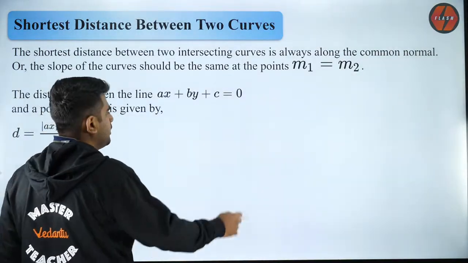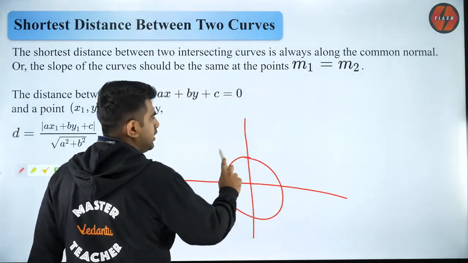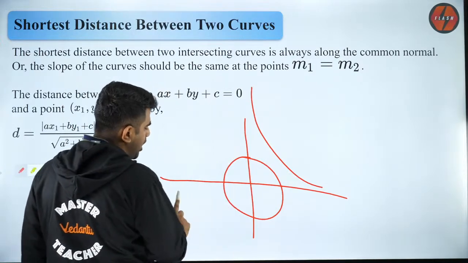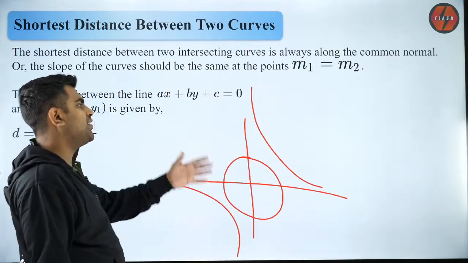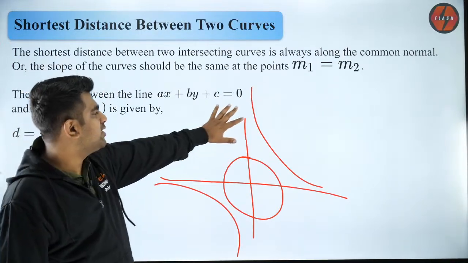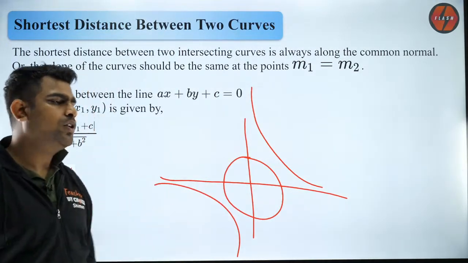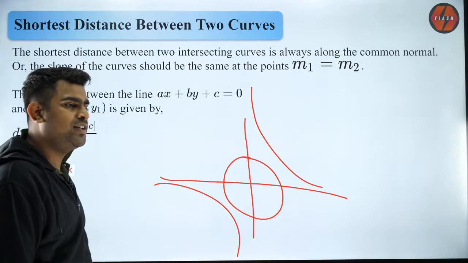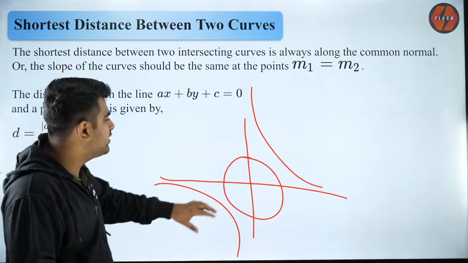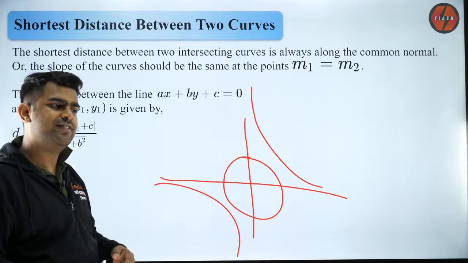Listen carefully. Let us say you have a circle and you have a hyperbola, something like that. Now they're asking you to find the shortest distance between this circle and this hyperbola. I'm just giving you an example. So hyperbola is a curve, circle is a curve. We have to find out what is the shortest distance between this circle and this hyperbola. What is the way to do it? Any idea?